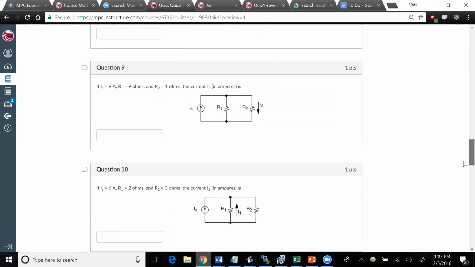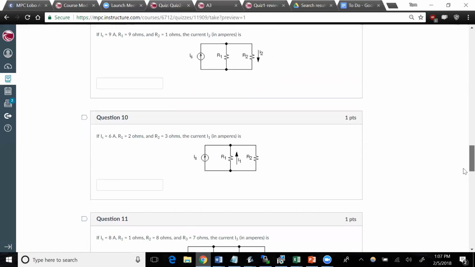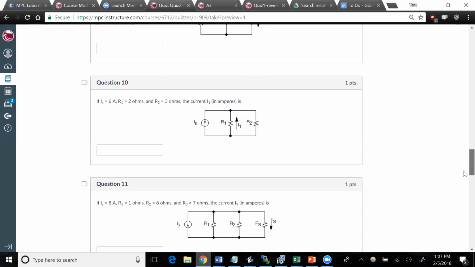It's a current divider circuit. Yeah, you're going to use the current divider formula on this one. The current divider formula is faster. So recognizing what tools to use, it doesn't tell you, but if you use the current divider formula, you're going to get the answer a lot faster, right?